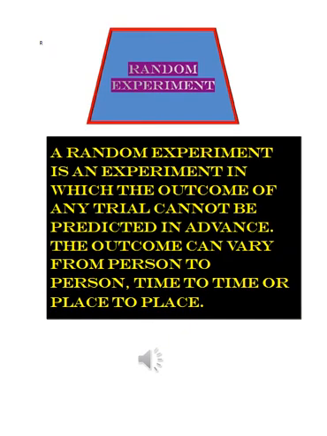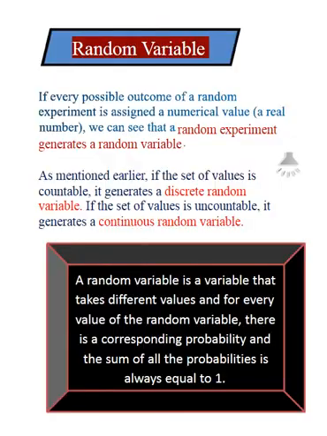A random experiment is an experiment in which the outcome of any trial cannot be predicted in advance. The outcome can vary from person to person, time to time, or place to place. If every possible outcome of a random experiment is assigned a numerical value, a real number, we can see that a random experiment generates a random variable. As mentioned earlier, if the set of values is countable, it generates a discrete random variable. If the set of values is uncountable, it generates a continuous random variable.